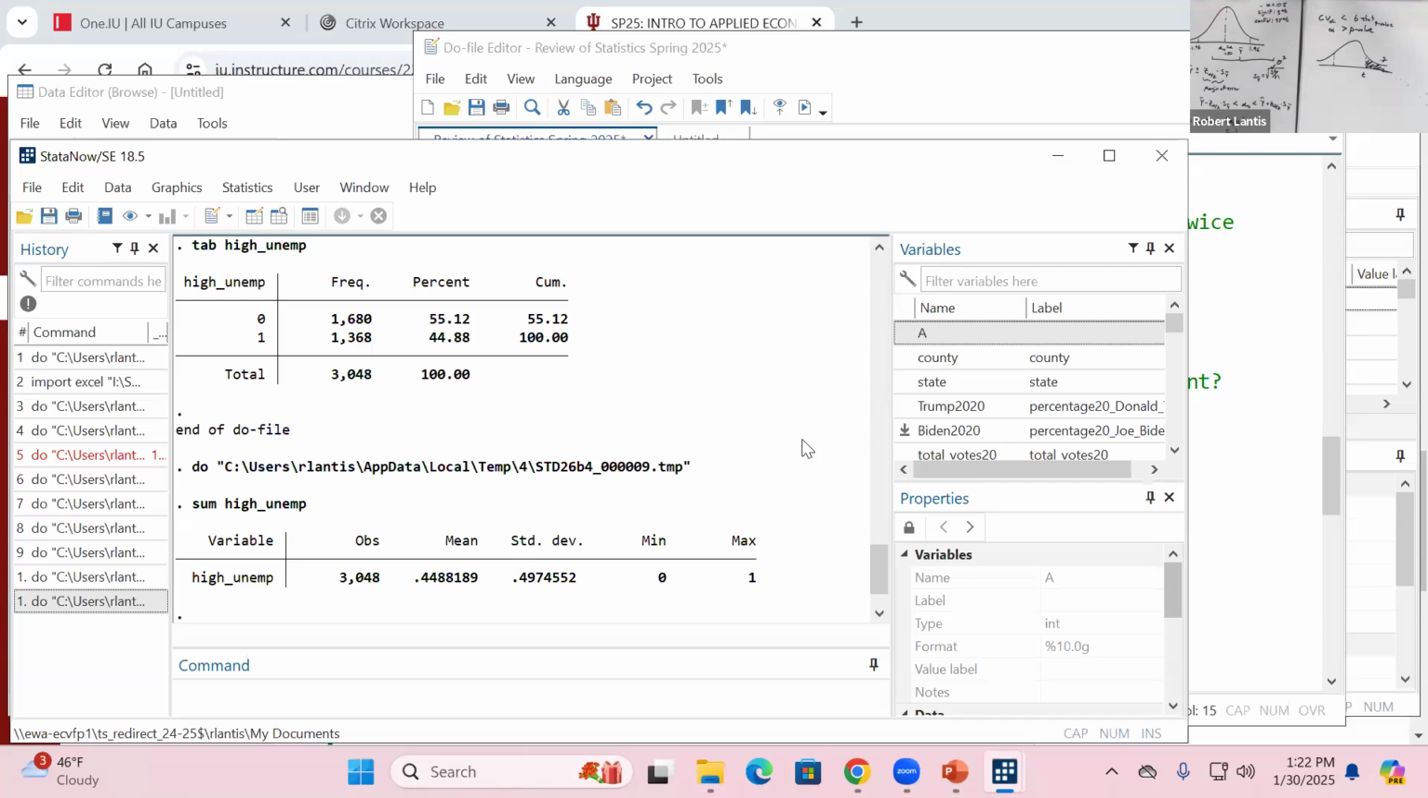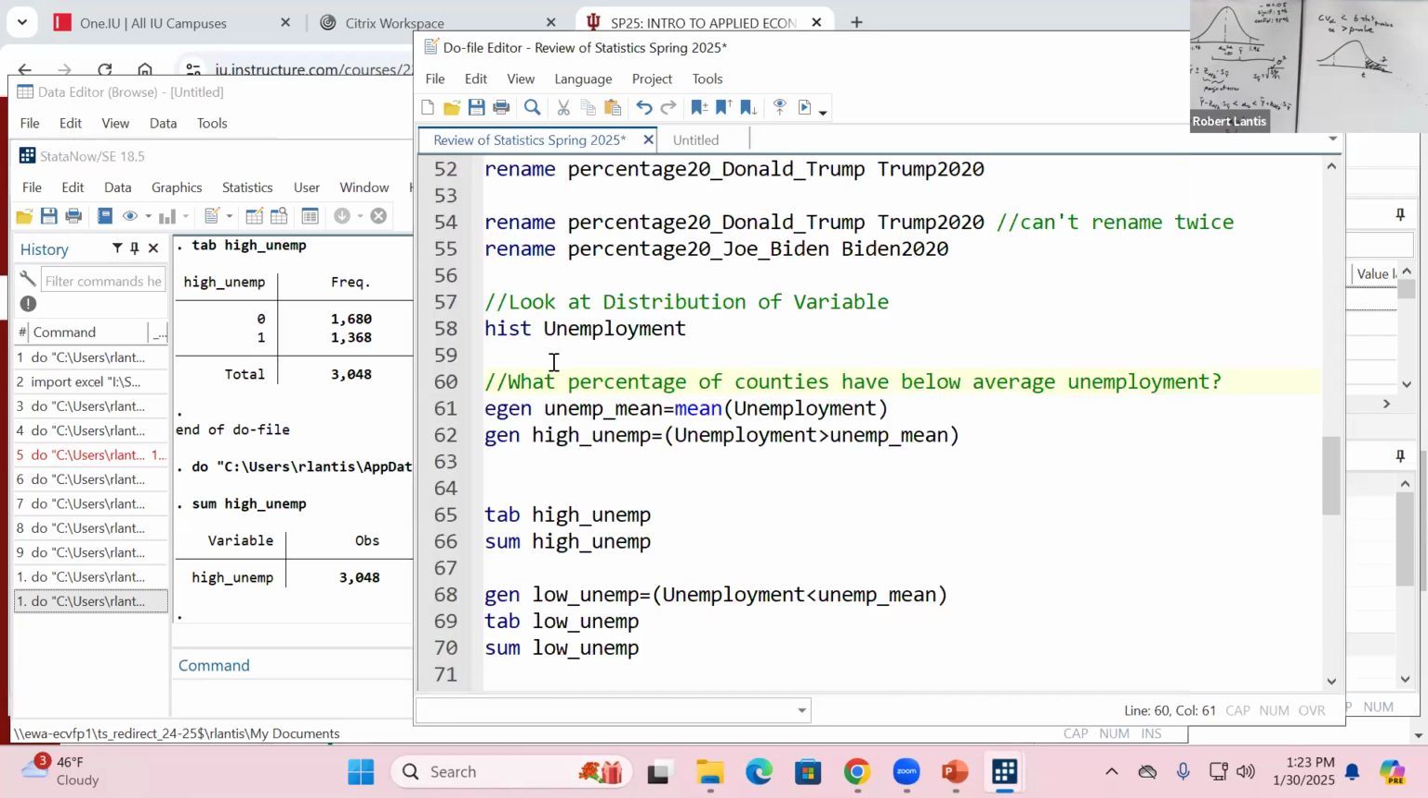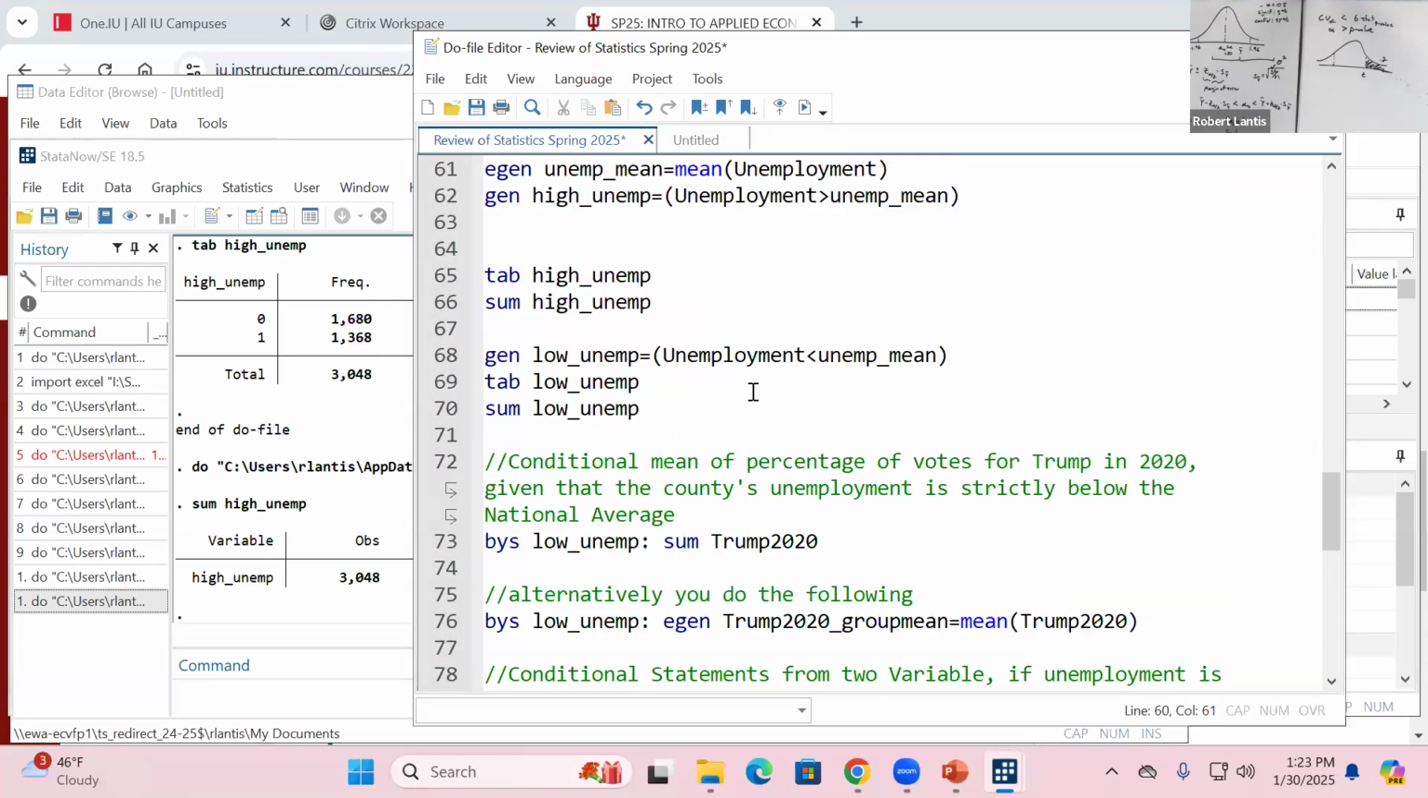So if the numerator is the counties that have above mean unemployment, then what do I do to calculate a mean? I divide the sum of that by the number of observations. So the mean of a 1-0 variable is essentially telling me the proportion of the observations that were equal to 1. What would that be in percentage form? What did I get up there? 44.88, right? So either way really gives me the same information there, just in a slightly different way, okay? All right, any other questions before we keep moving here?